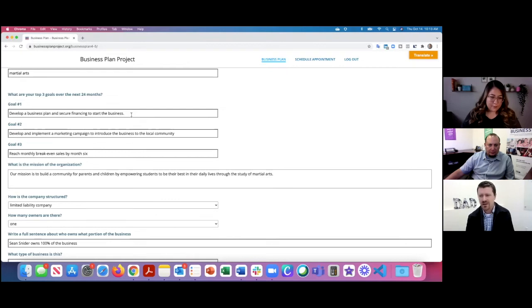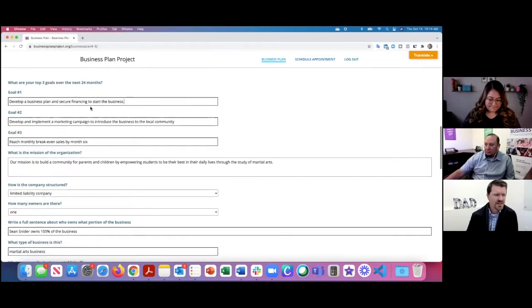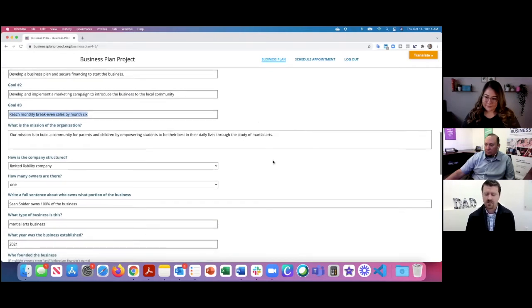But over the years working with business owners, there are usually 3 categories: secure financing, reach a certain level of sales, staffing maybe, or, what was the other one I was going to say? Maybe just even getting started, doing a business plan. So I'm saying we're going to focus on securing some financing for this startup business. We're going to develop a campaign to introduce the business to the community and reach monthly break even by month 6, which is also a really key component of doing a business plan, is to know what is the level of sales that you need to be at in order just to sustain the business. And we're going to get to that. That's a little foreshadowing.